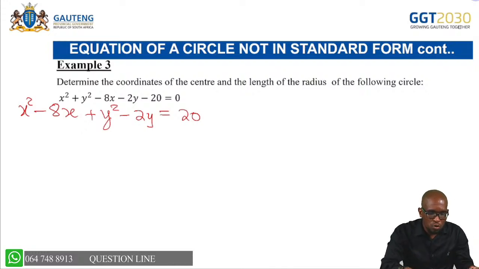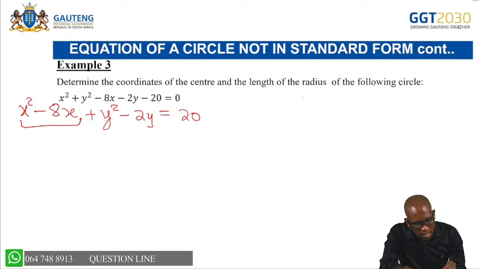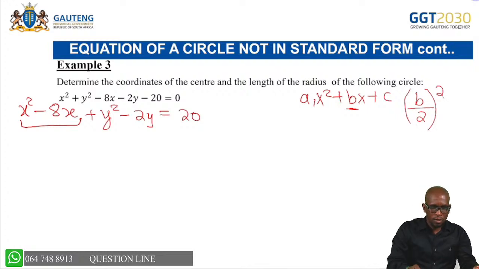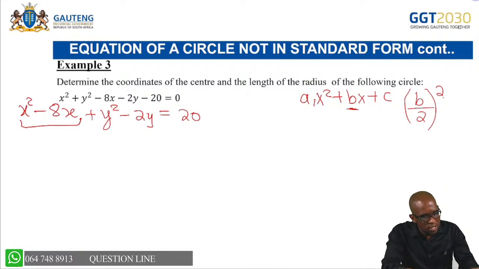Now we're going to complete the square for x first. How are we going to do that? We go back and say if the standard form of that equation was ax squared plus bx plus c, then we take the coefficient of x, which is b. We take b over 2 and then we square. That is what we should do for this particular problem. The value of b in this case is minus 8, so we take minus 8 and then we square.